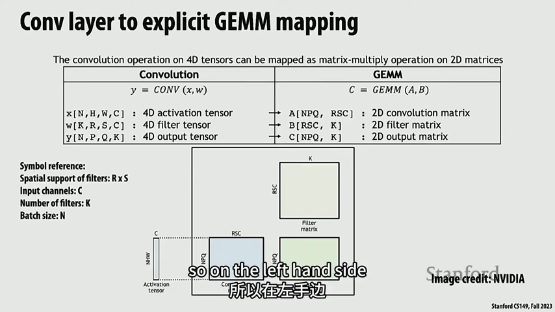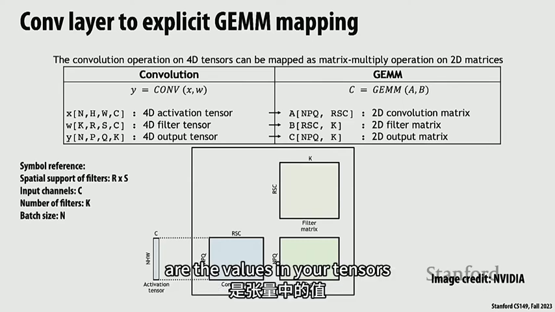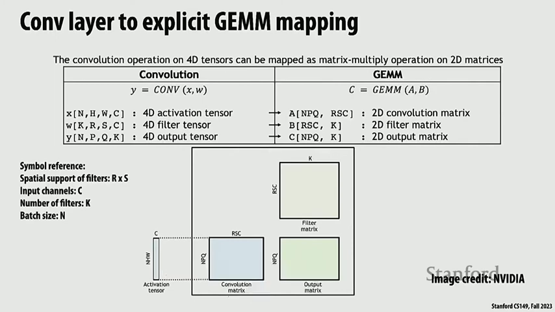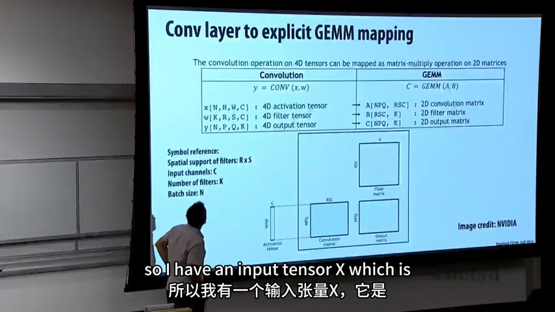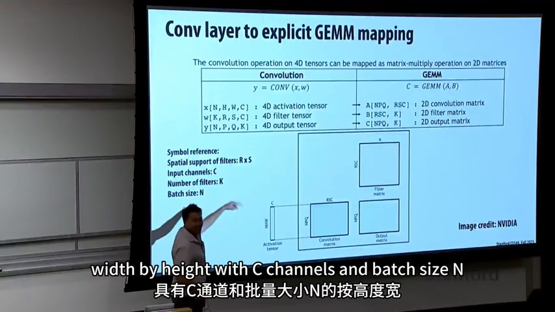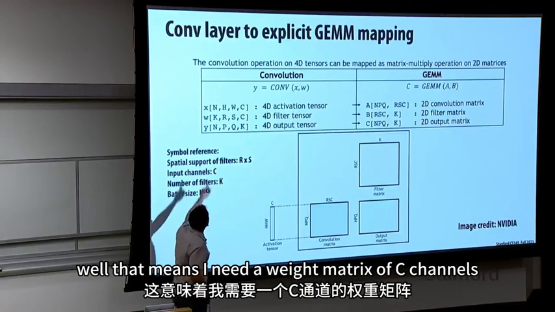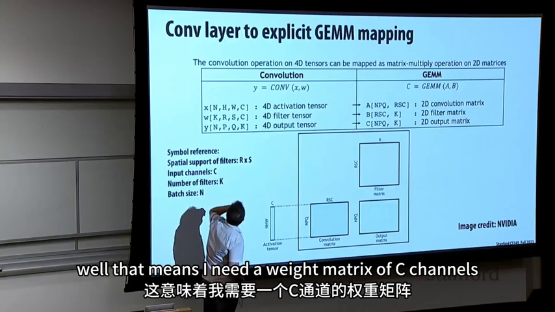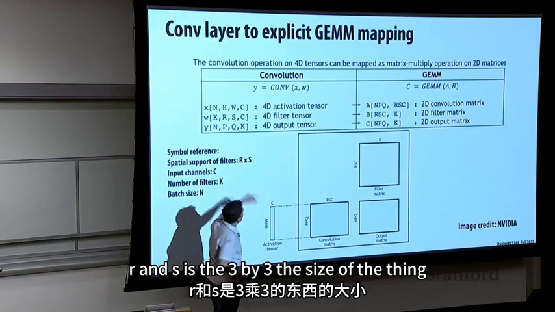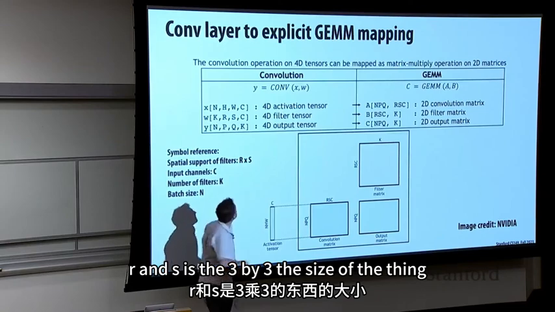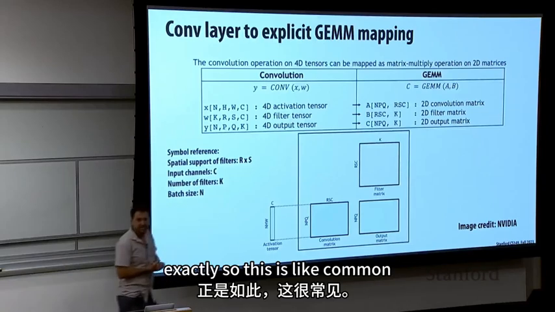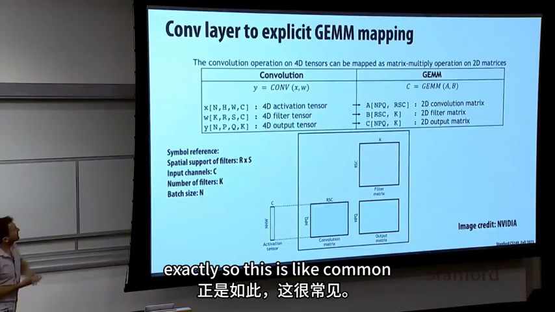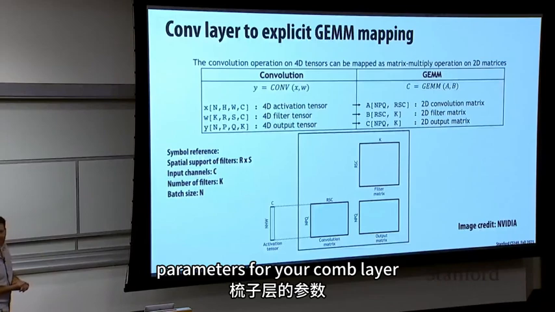On the left-hand side are the values in your tensors, like what you'd think of if you were using Torch. I have an input tensor X, which is width by height with C channels and batch size N. That means I need a weight matrix of C channels, R and S is the 3 by 3, the size of the filter, and then I have K filters. Yep, exactly. These are common parameters for your conv layer.